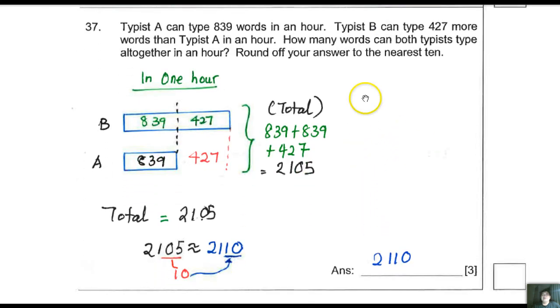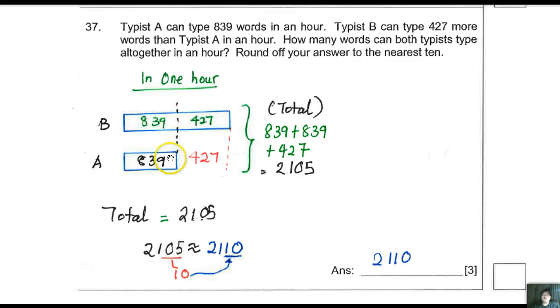A typist can type 839 words in 1 hour. Not a typist, sorry, typist A. Next is typist B, who can type 4 to 7 more words than A. Okay, so the difference is 4 to 7, that is key. Look here, A can type this, B can type 4 to 7 more. You can see B types so much more than A. By how much more? By 4 to 7 more.